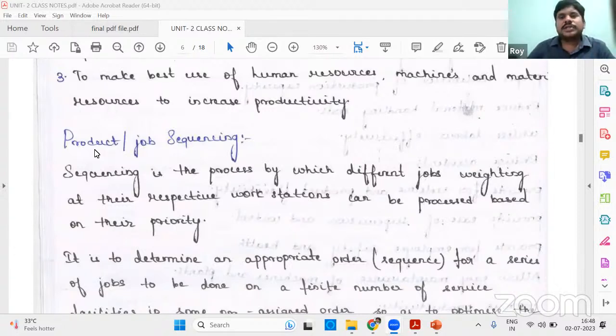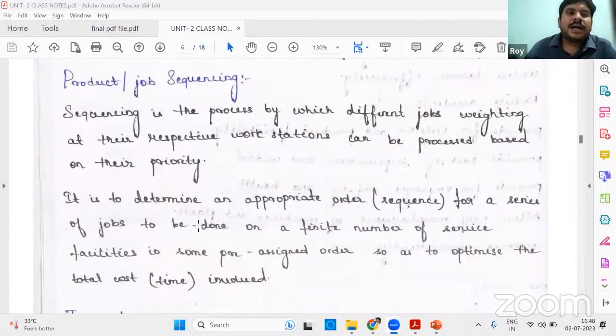Or else you can take screenshots also to save time. Right. It is to determine an appropriate order for a series of jobs to be done on a specified number of service facilities in some pre-assigned order, so as to optimize the total waste involved. Here, this is another model called optimization.